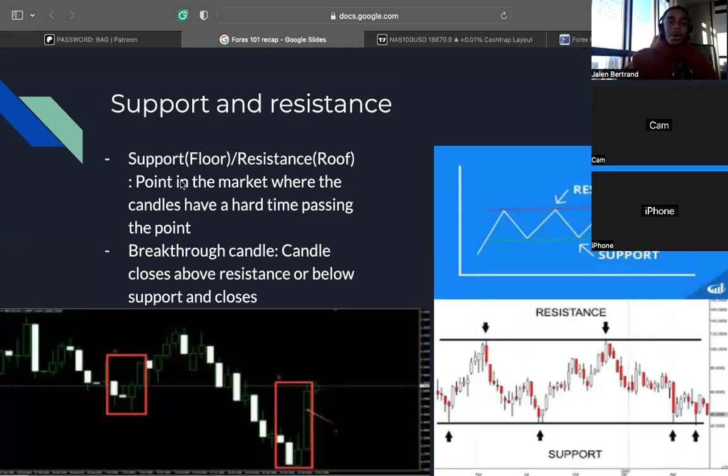Okay, so basically, an easy way, if you want to put it in words: a point in the market where candles have a hard time passing.